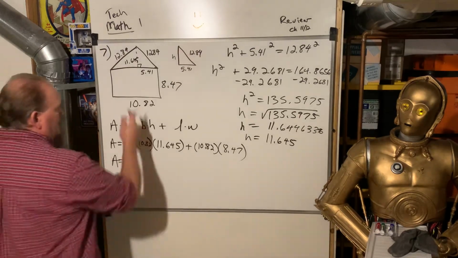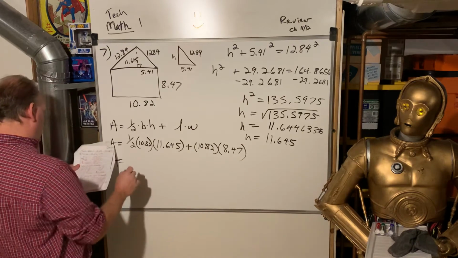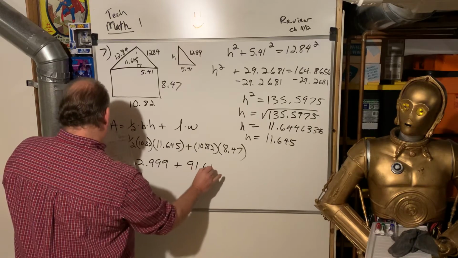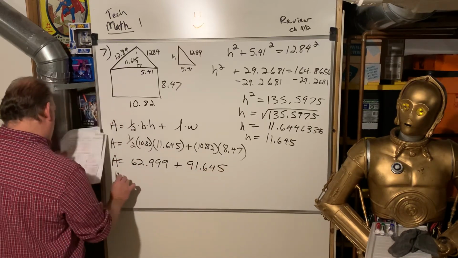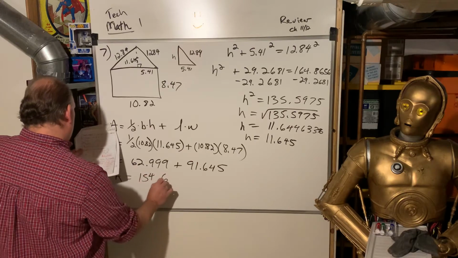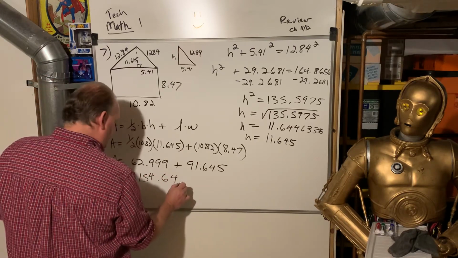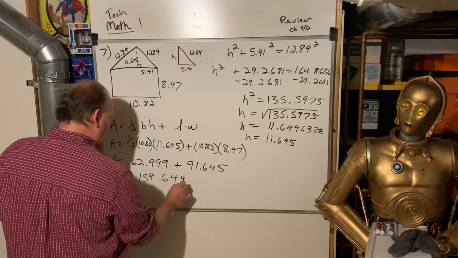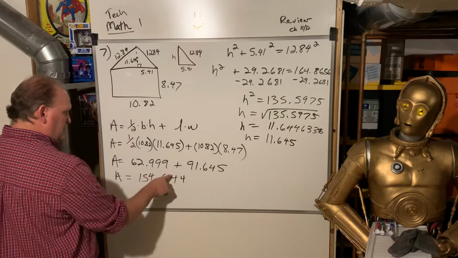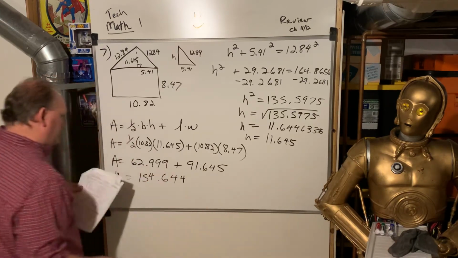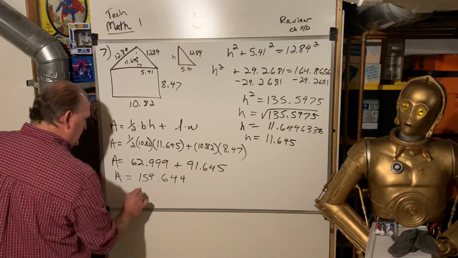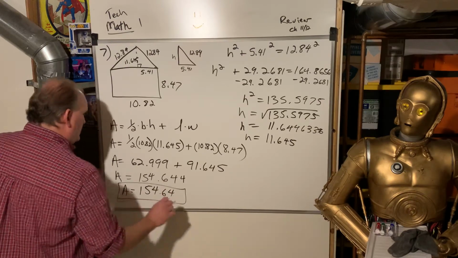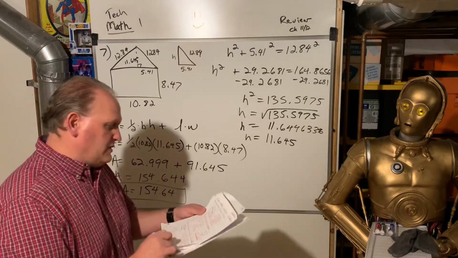And so the area of this irregular figure, well, I guess a house kind of looking thing, is 62.999 plus 91.645, and then we add those two together, 154.645, I think, right? 6, 4, 4, 8, 14, carry the 1, and we'll go 6, 4, 4. And then we'll go to hundredths place, so 154.64 is what they want. And that would be in square inches.